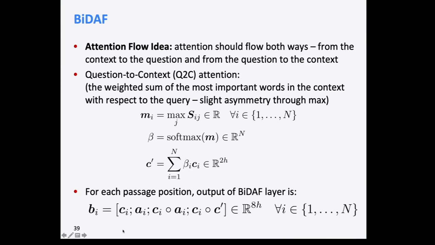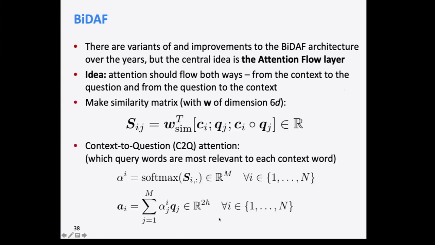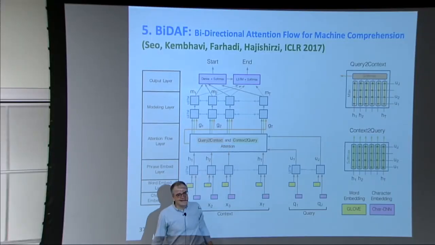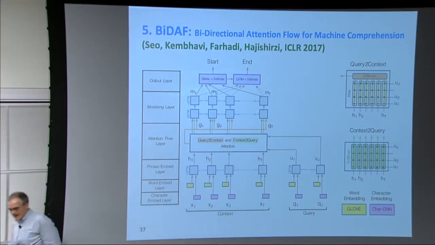Okay, so you build these things up, and this then gives you a new representation where you have your original representations of the passage words. You have new representations that you've built from this bidirectional attention flow, and you look at these Hadamard products of them, and that then gives you the output of the BiDAF layer. And that output of the BiDAF layer is then what's being fed as the input into these next sequence of LSTM layers.